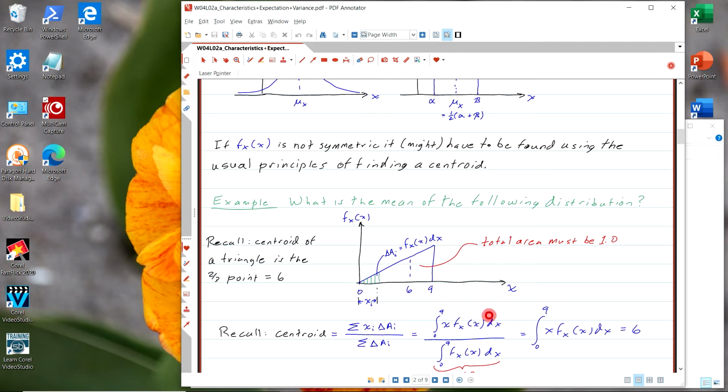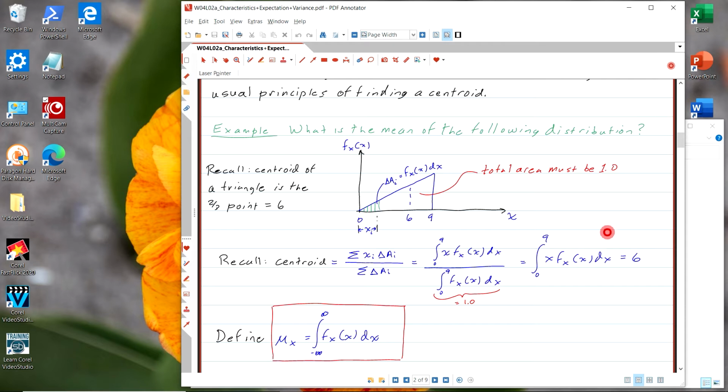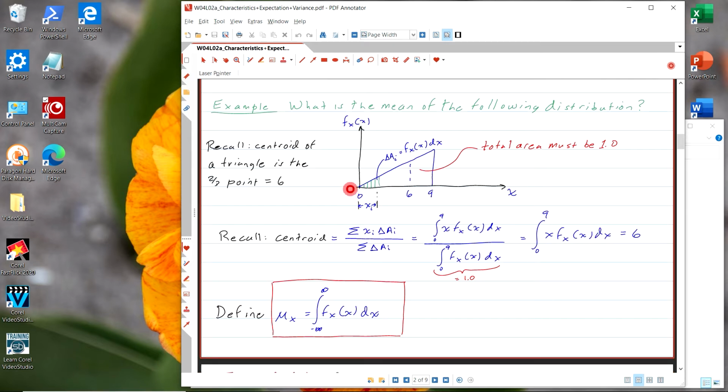So I translate this into a continuous form, so the delta ai becomes f of x dx, and this becomes an integral from 0 to 9, and I multiply by the distance from the start. So x times f of x dx, added up from 0 to 9. Underneath here is the area under the PDF, which we know is 1. And so the integral from 0 to 9 of x times f of x dx must be equal to 6. In fact, if I plug in the equation for this line here and perform this integration, I will find that this is equal to 6.